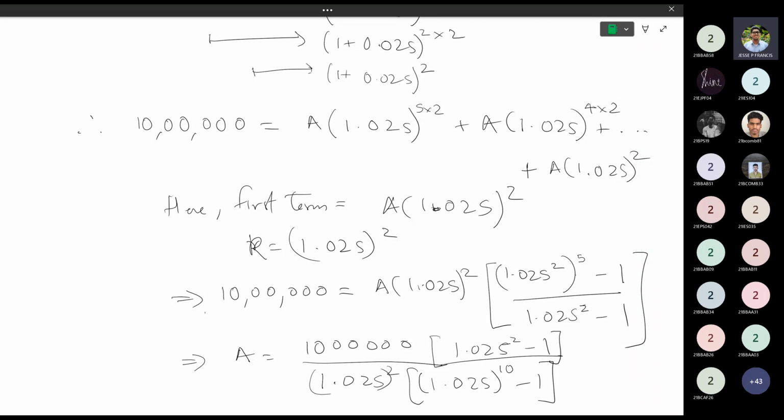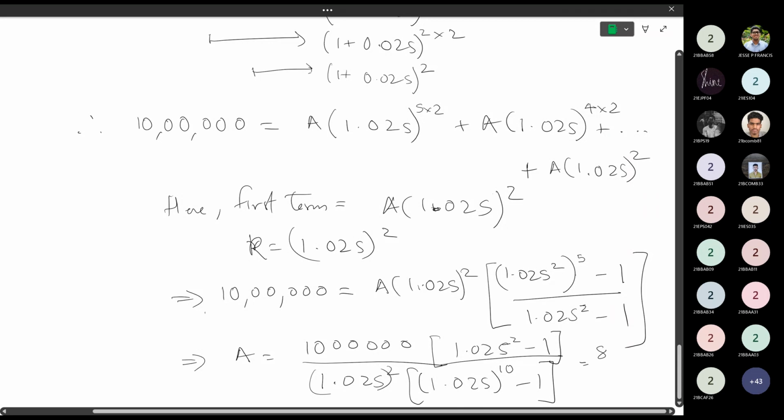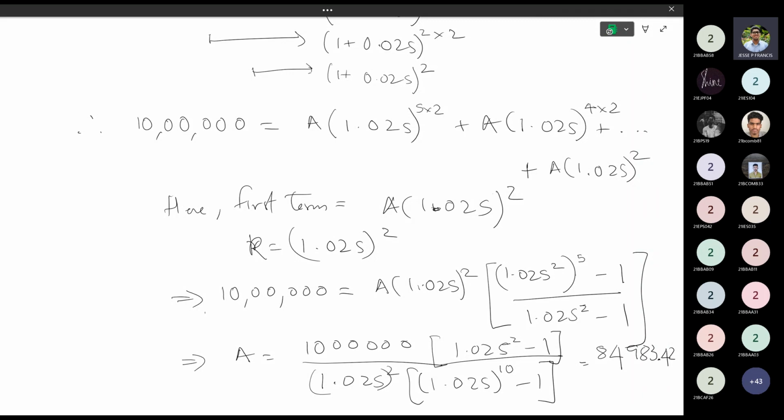$84 1,983.42. I hope all of you got an answer, somewhere around this. But the point I'm trying to make here is the fact that compounded biannually makes a huge difference in your investment.